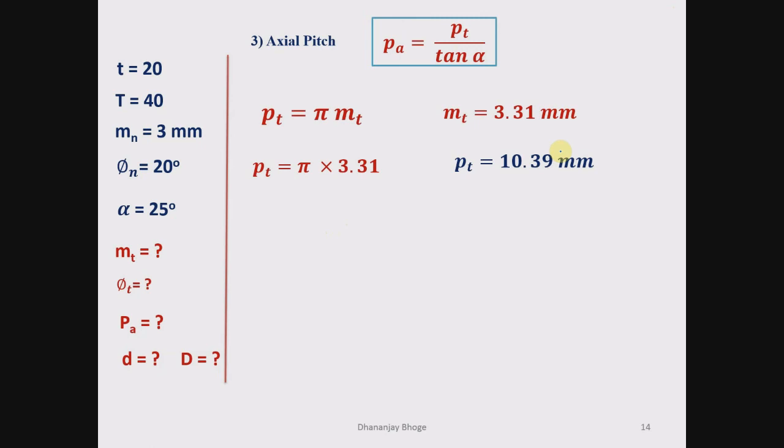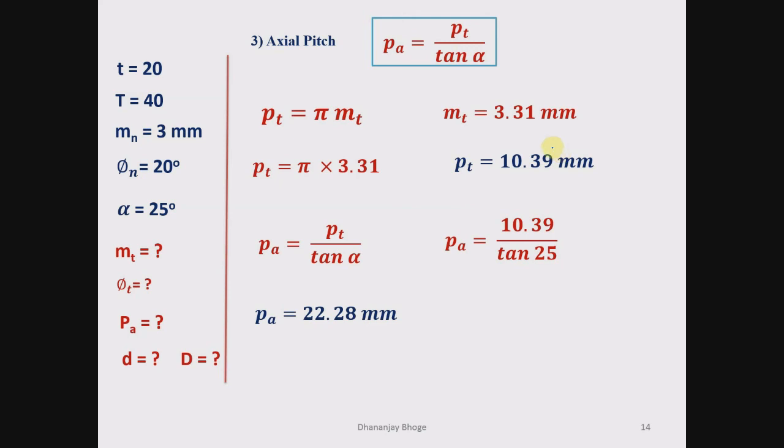10.39? आलाय का? नाव फाइंड आउट पी ए. व्हॉट इज पी ए? 22.3 millimeters, correct. The axial pitch.